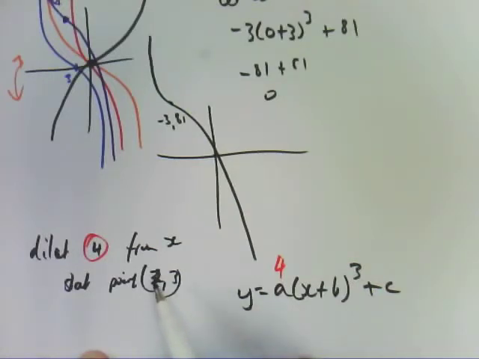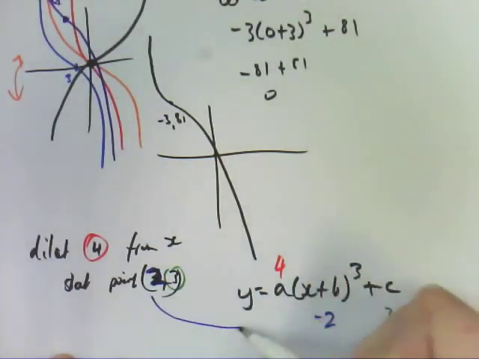So that's a, what is it? That's a 4. B is negative 2 and C is 3. So it's positive 3 because it's positive. So when you're putting it back in, when we put this 2 back into the equation, you need to change the sign. Don't forget that. So it's negative 2. So my end equation will be y equals 4, x minus 2 cubed plus 3.